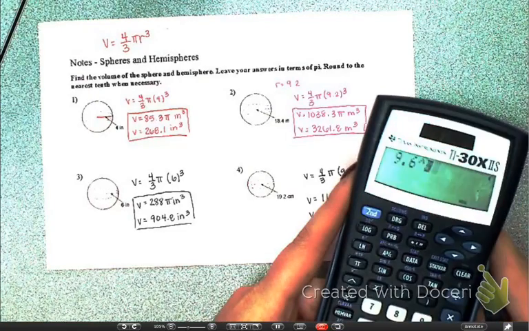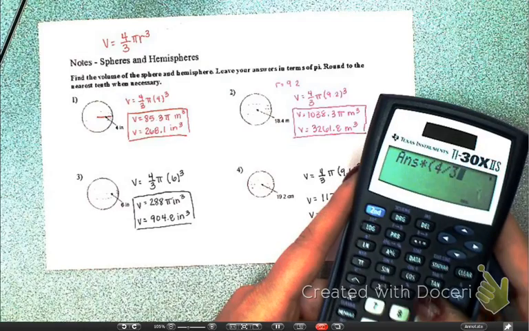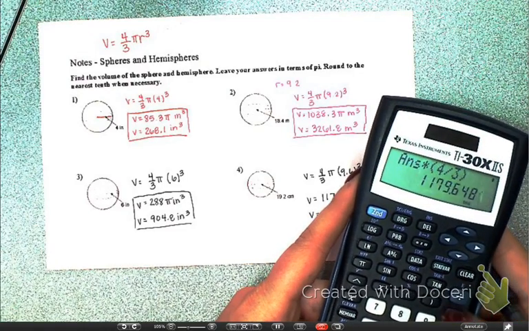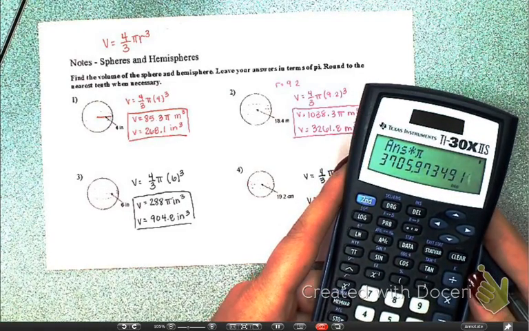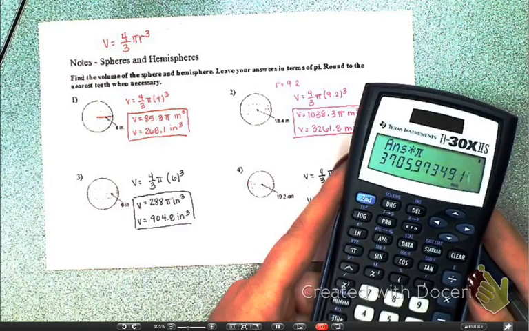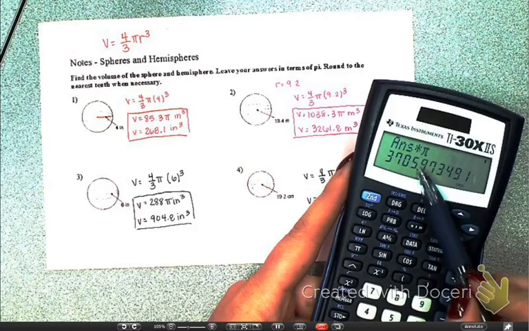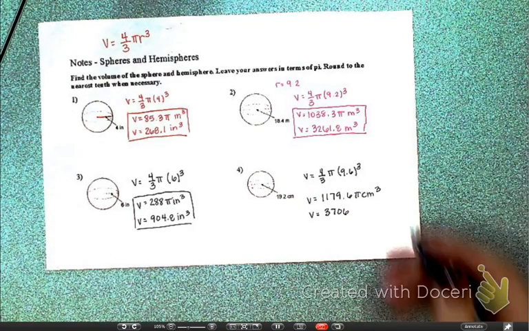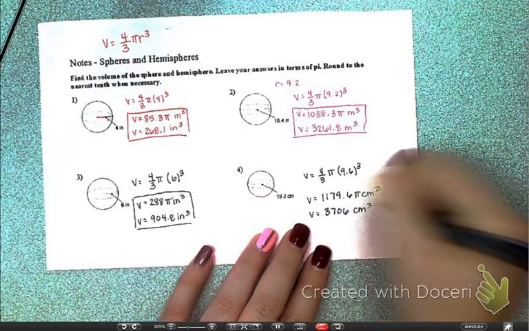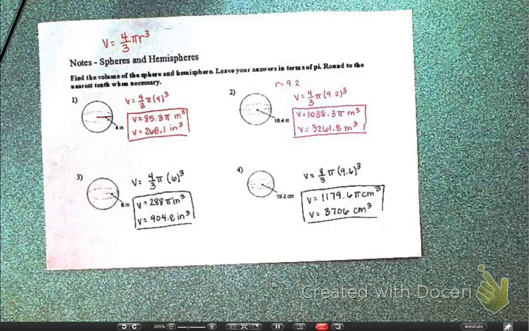9.6 to the 3rd times 4/3 times pi. So 3,705.97. That 7 rounds the 9 up to a 0, which rounds the 5 up to a 6. Okay, centimeters cubed. So that's volume of a sphere.